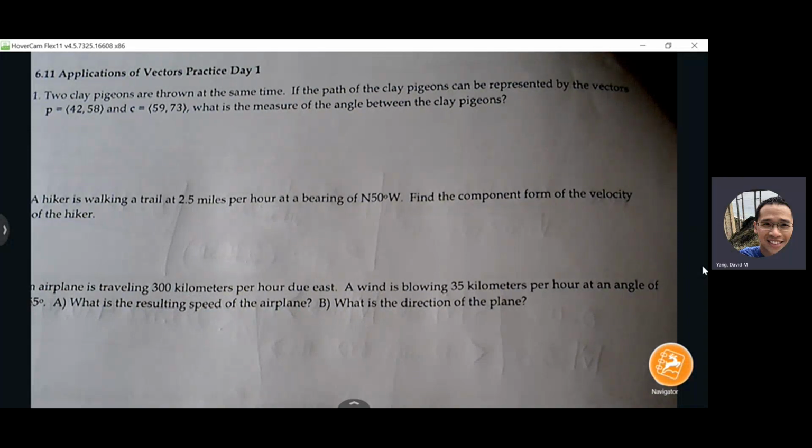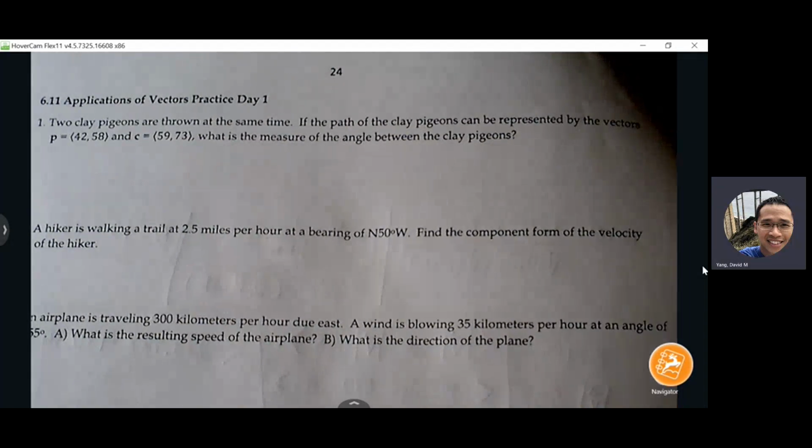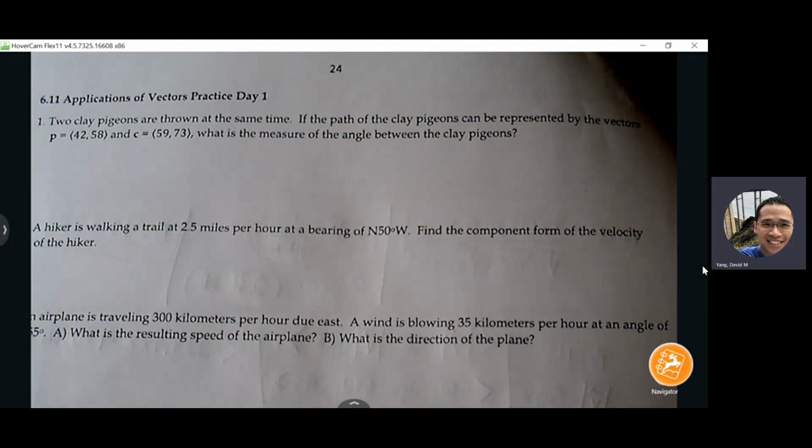All right, go ahead, your classwork is page 24. I want you guys to try each problem on your own, but I'll definitely show the work and talk through each problem as well.